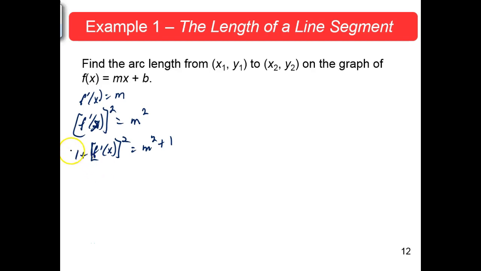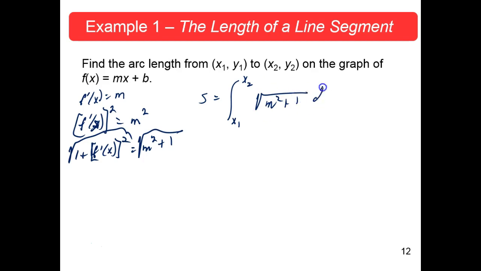What's the next thing you're going to do to it? Take a square root of it. So I'll just take a square root of this and a square root of that. This is really looking fun, isn't it? And then this is what we integrate, going from x1 to x2. So the arc length is equal to the integral from x1 to x2 of the square root of m squared plus 1 dx.